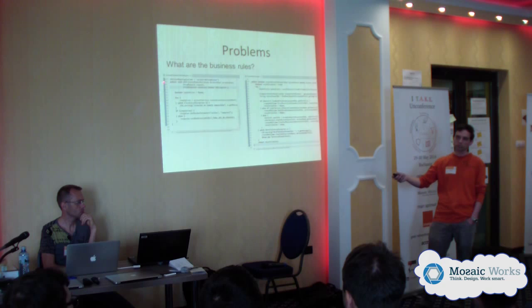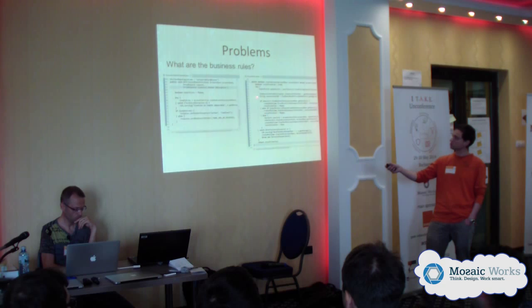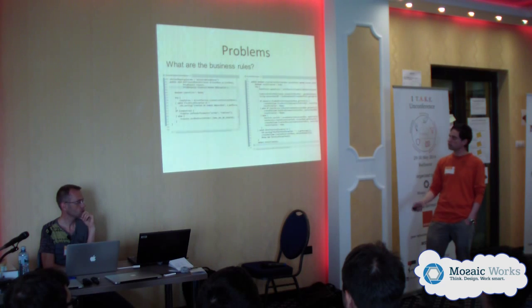Where is also the business rule? Not just what they are, but also where they are. When you know what your business rule is, you don't always know where it is, because it can be in the controller, it can also be in the services layer, and in both layers, as we saw for the conditional.